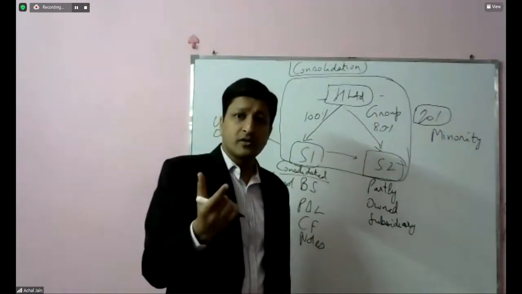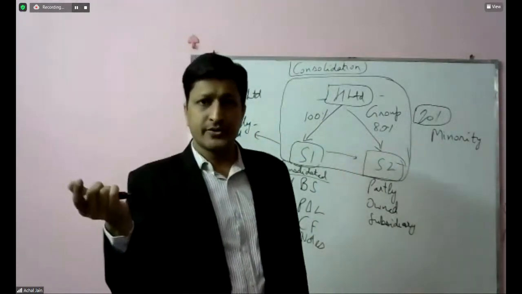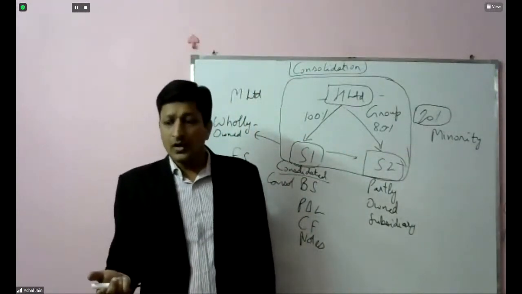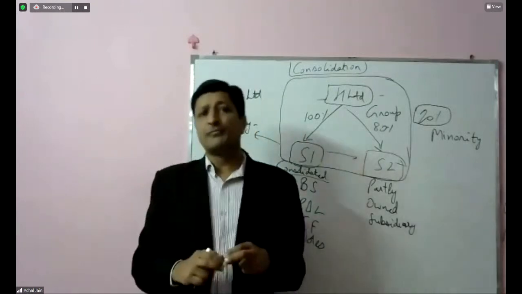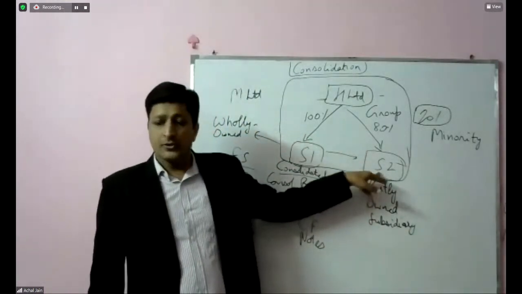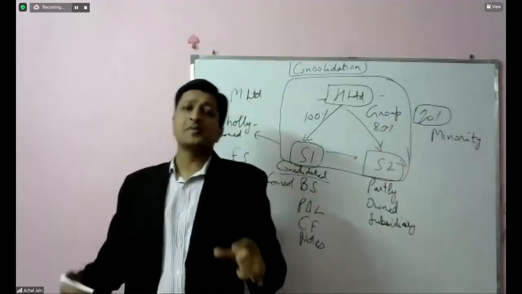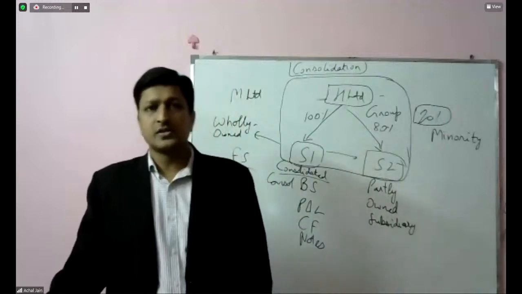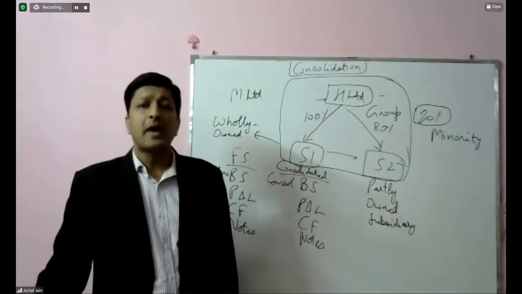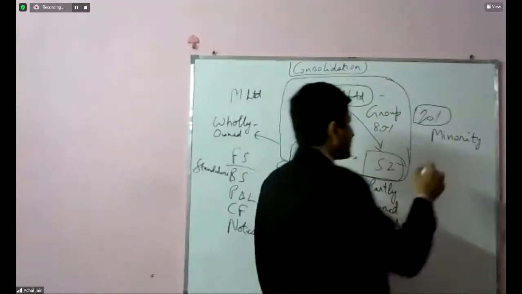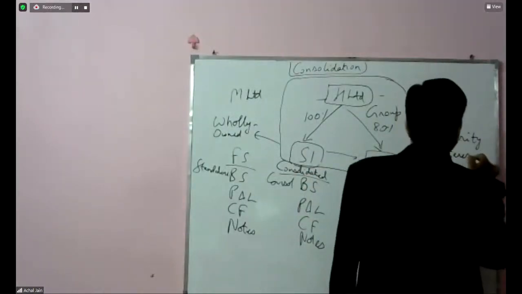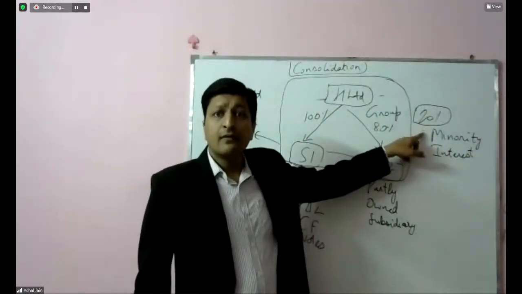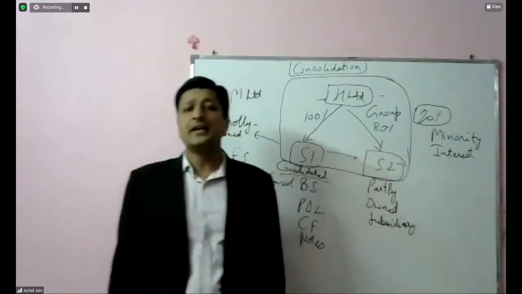Some portion which is held by other shareholders, what do you call it? Minority. Or you can say the interest of the minority in this company. So this 20%, for the purposes of this accounting standard, a term has been assigned to it. What do we call it? Minority interest. So these 20% shareholders are termed as minority interest.